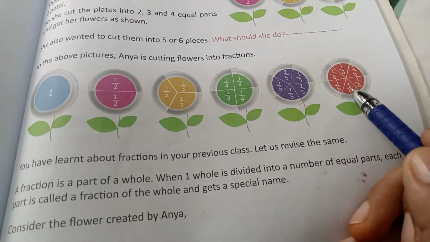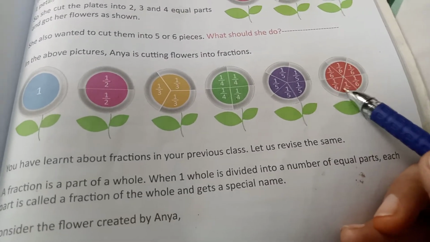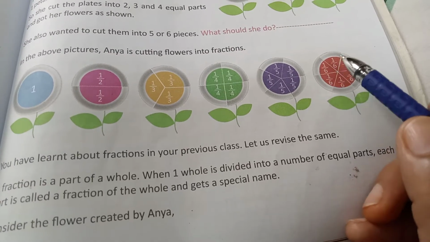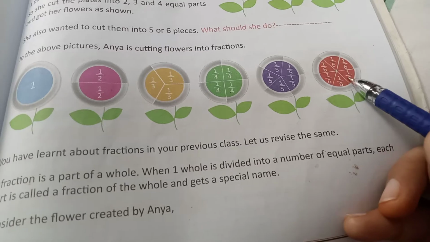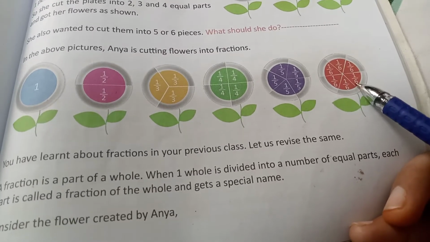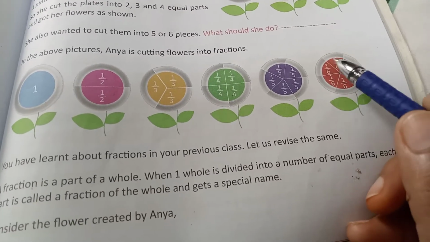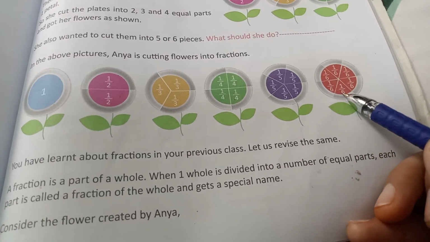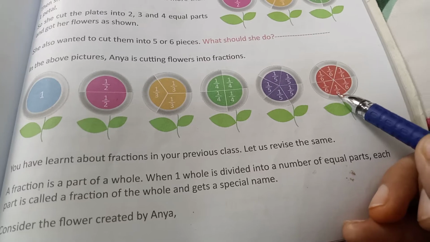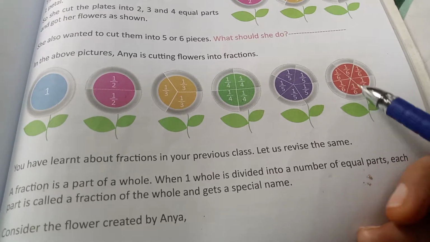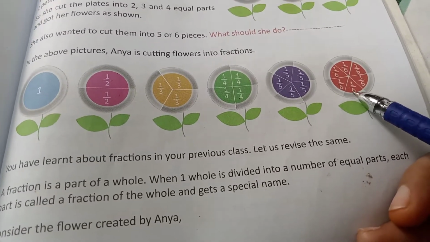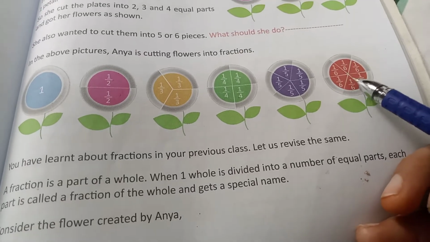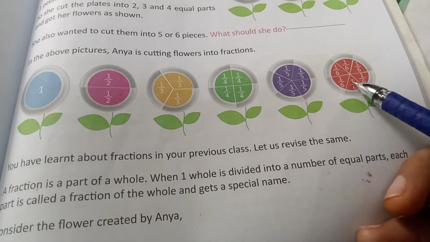Now come to the next diagram. In this circle, each part is representing 1 by 6, 1 by 6, 1 by 6, 1 by 6, 1 by 6, 1 by 6. So what is the meaning of 1 by 6? 1 is representing the whole, meaning one whole we are dividing into 6 equal parts. So each part is represented by 1 by 6, or you can say 1/6 part.